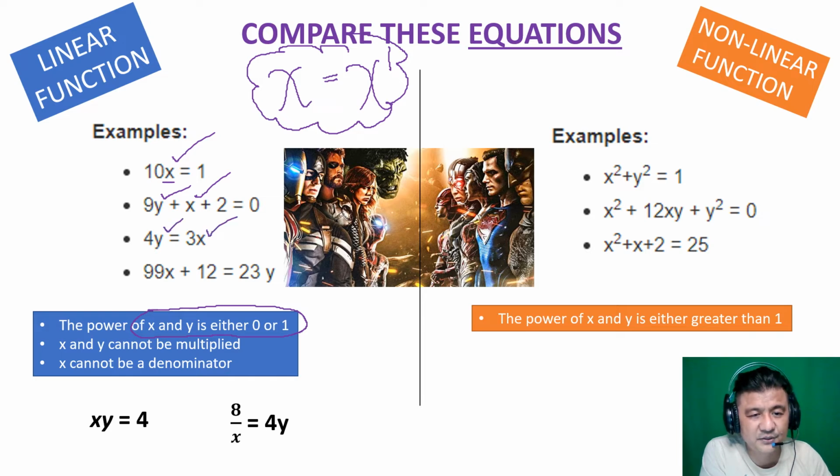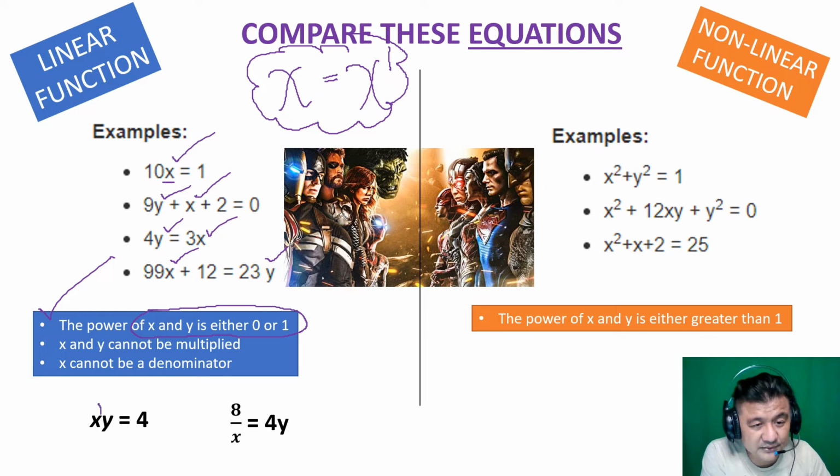X has an exponent of 1. Y has an exponent of 1. They're all equations. Therefore, what? Exponent of 1 only. But is 0 allowed? Yes, because if it's 0, it just becomes a 1. So it cannot be more than 1. So that's one condition. Another condition.